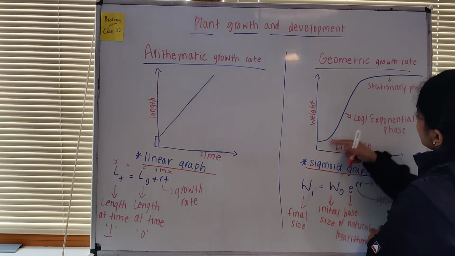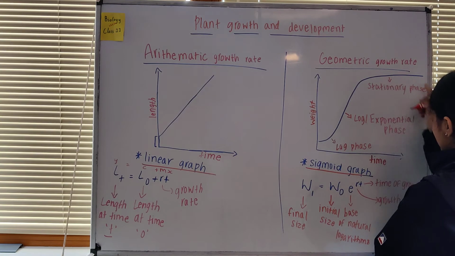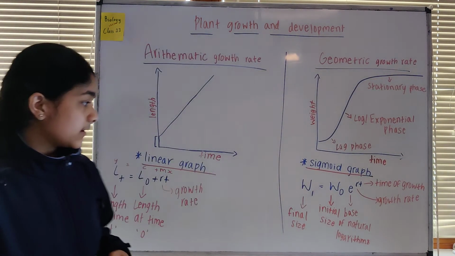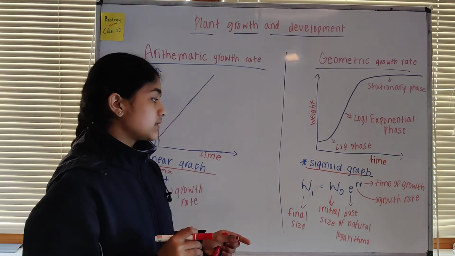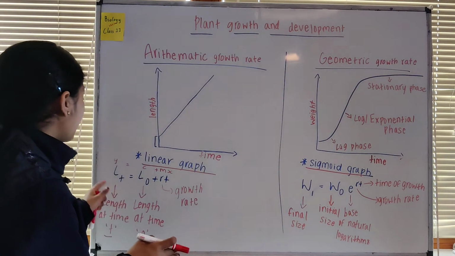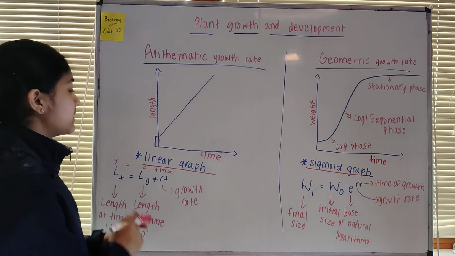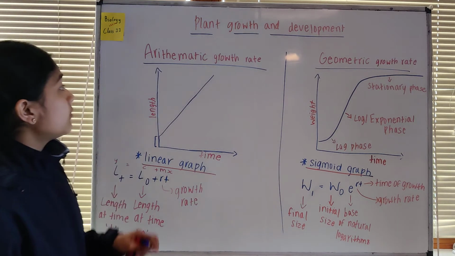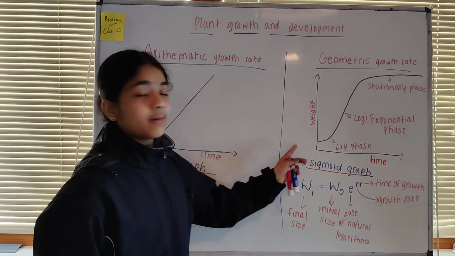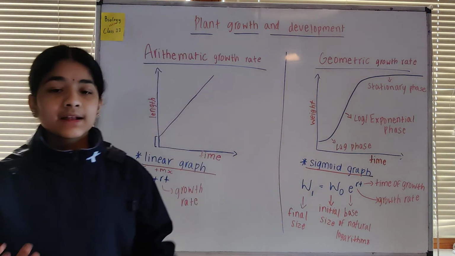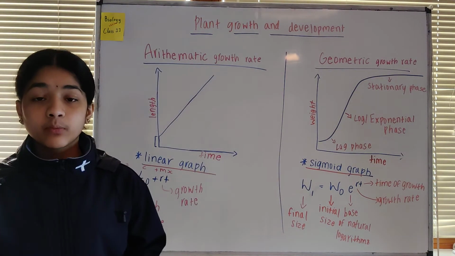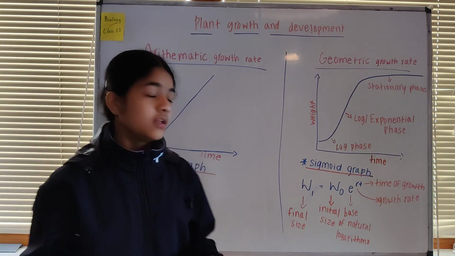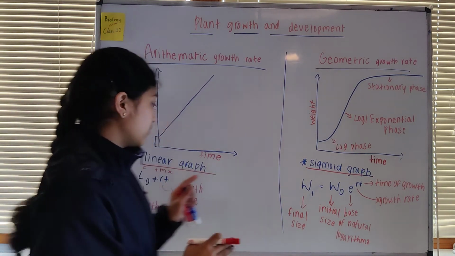Here also the curve, the shape of the curve itself represents the growth rate. So this is the formula that we use for the geometric growth rate. The formula is W1 = W0 e^(rt). Here Lt = L0 + rt. So these are different formulas that we use for linear graphs and the sigmoid graphs. So arithmetic growth rate and geometric growth rate. So in maths as well, when we learn about the different sequences or the progressions, so arithmetic progression, geometric progression, there also the formulas somewhat look like this only.